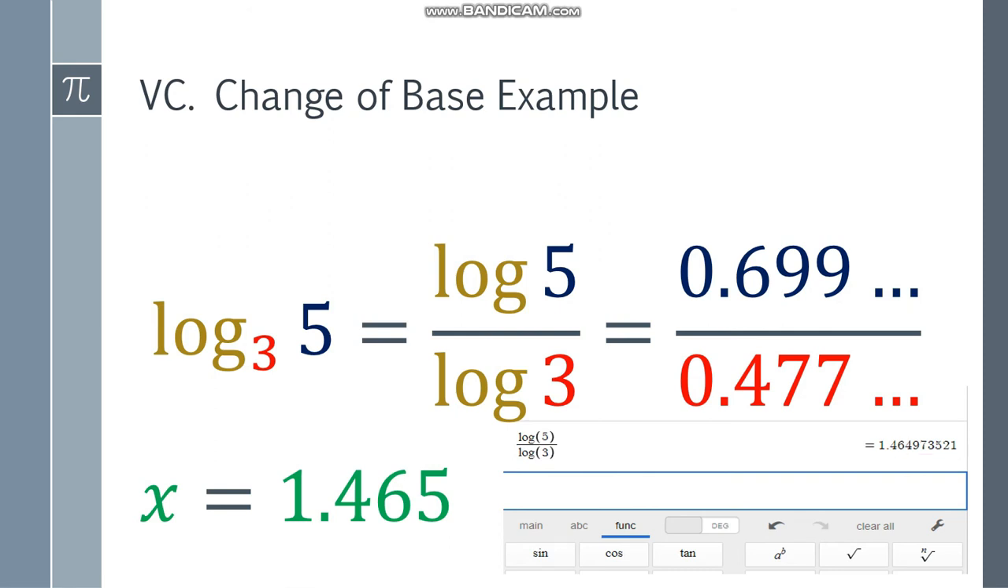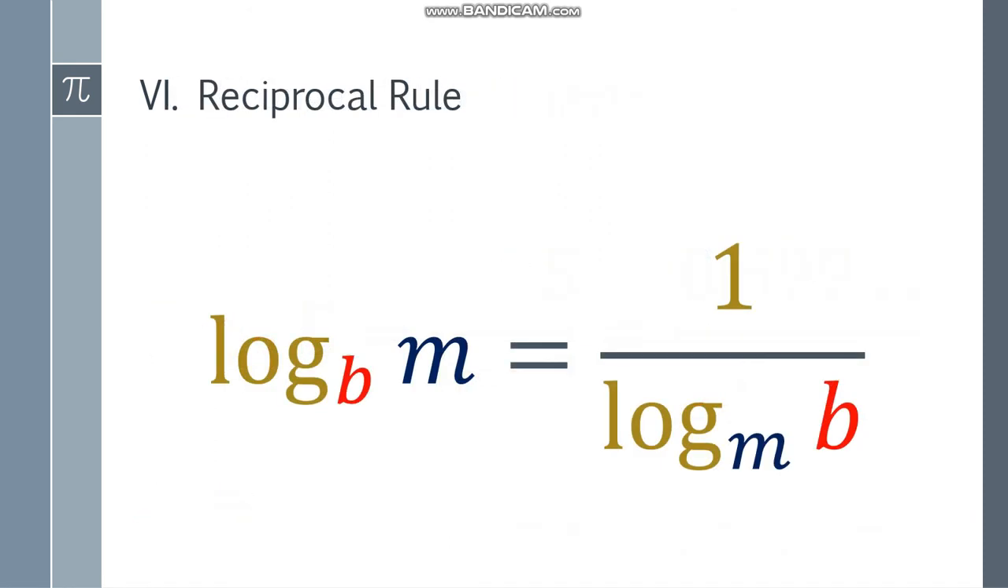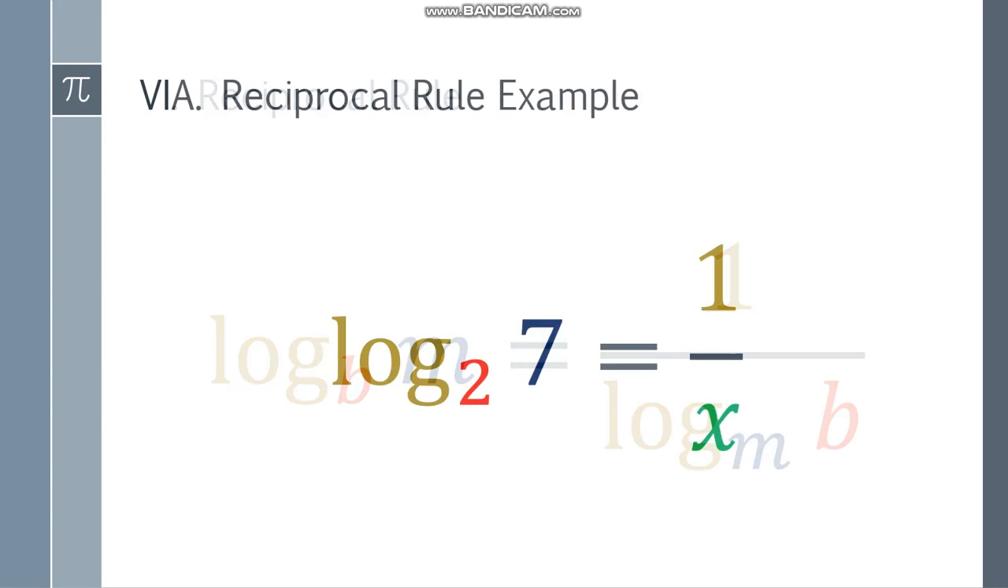Alright, so let's have the last rule. We have the reciprocal rule. So, log base b of m is equal daw sa 1 over log base m of b. So, nagpalit lang. So, if you want to do the switcheroo, or kung gusto mo lang i-switch yan, you just get the reciprocal.